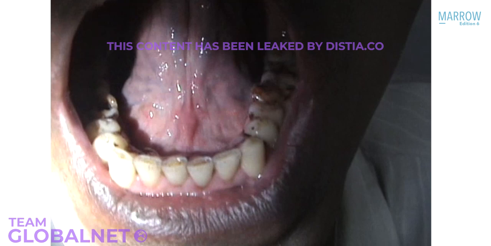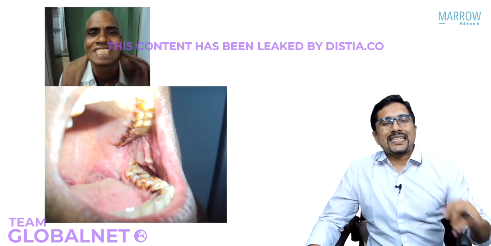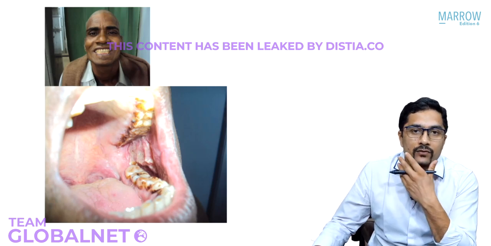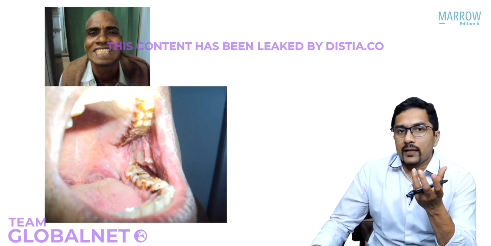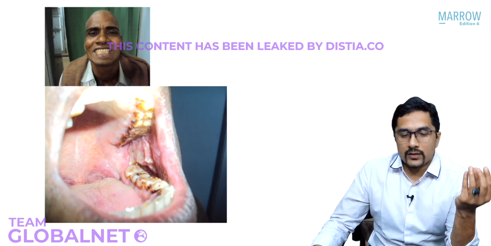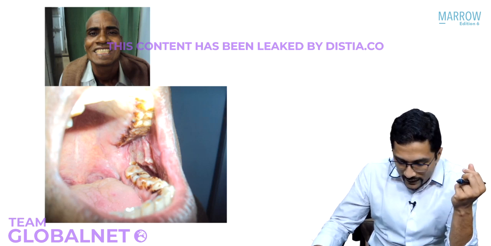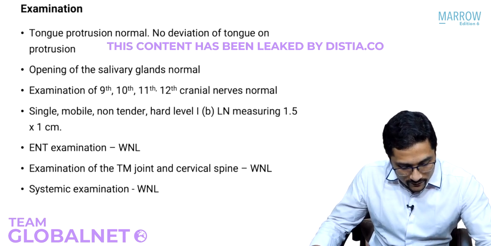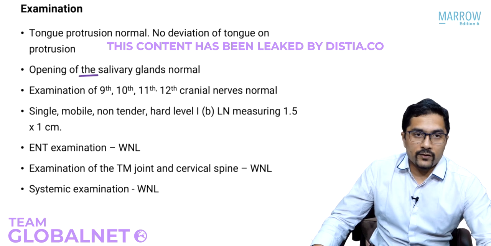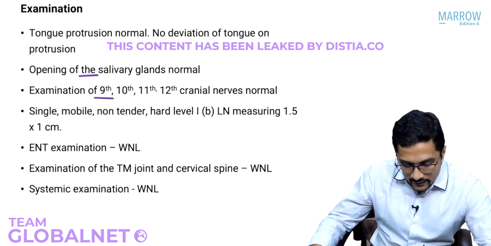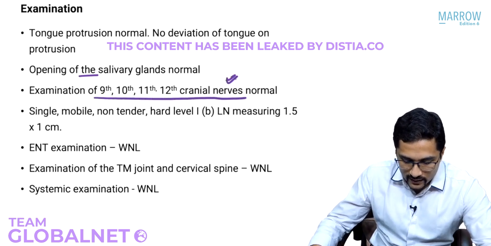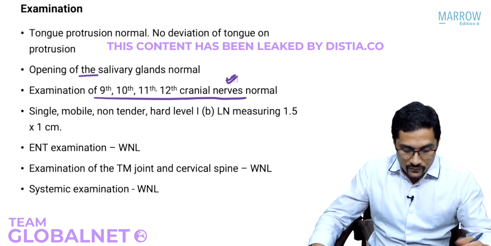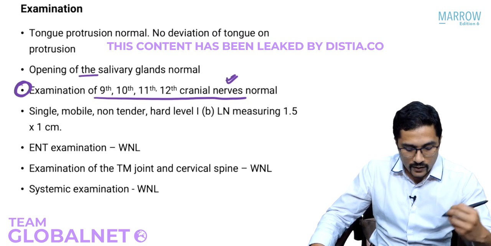Let's look at the next. So you can see that patient is showing his teeth and there is no deviation of the angle of the mouth. So the marginal mandibular nerve, the facial branches are all fine. This is where you can see the lesion. Again, tongue protrusion is normal, no deviation of the tongue. Opening of the salivary gland ducts is normal. 9th, 10th, 11th, 12th cranial nerves, I have demonstrated in that examination video. They are all normal. This is commonly asked in the exam. How do you demonstrate each?